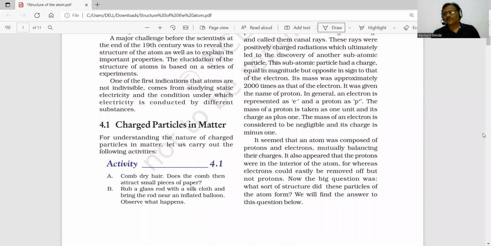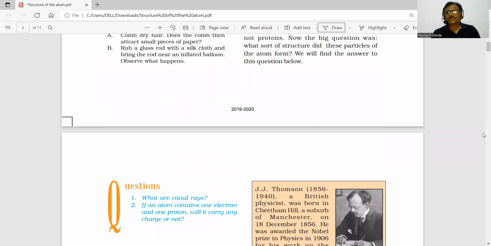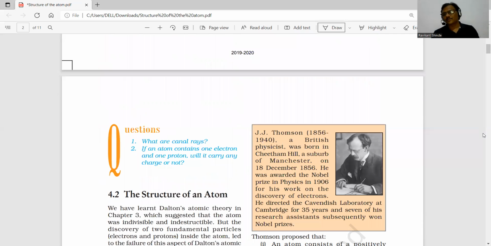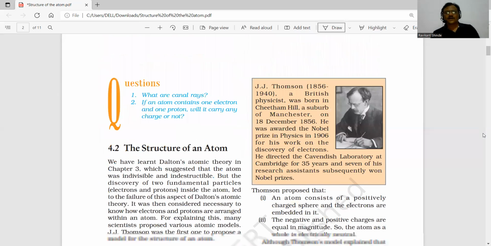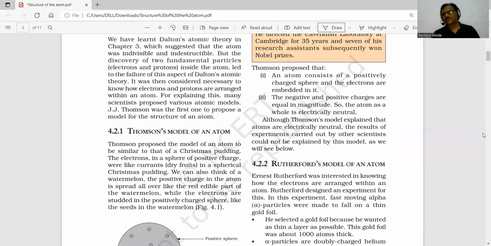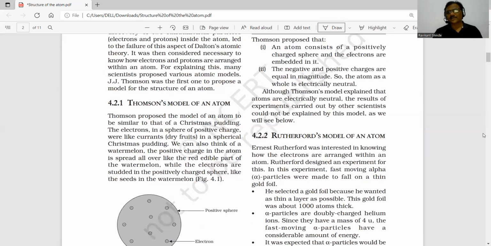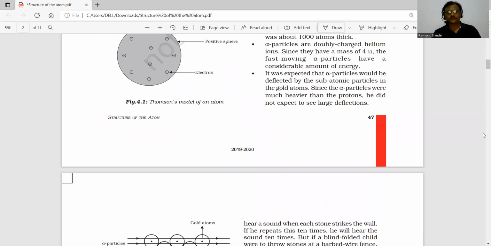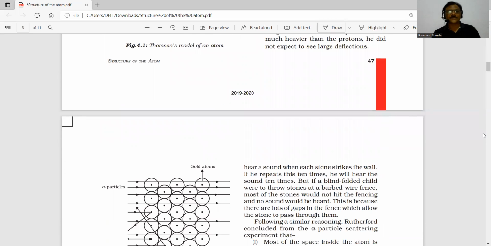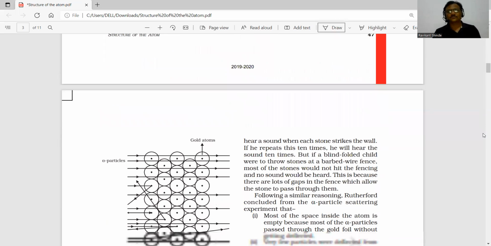Then atomic theories were put forward by J.J. Thomson, Rutherford, and the Bohr atomic model, which we discussed here. After the atomic models, we understood that the fundamental particles are present and play a very important role. And we understood the atom is divisible into further sub-particles like the electron, proton, and neutron.